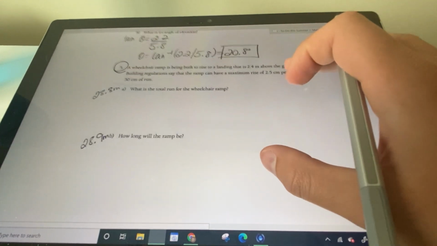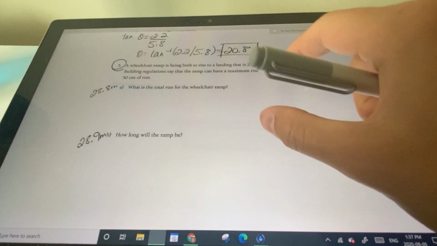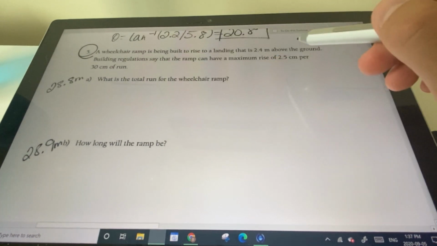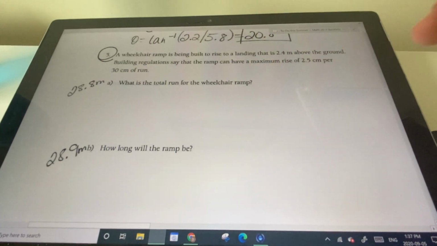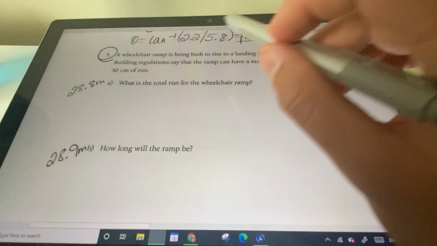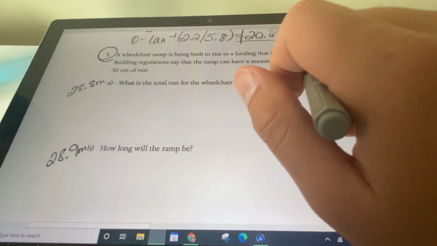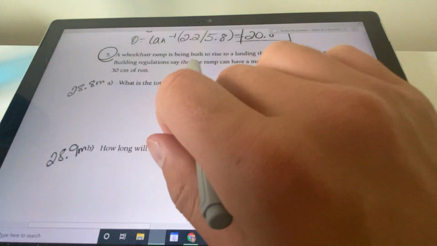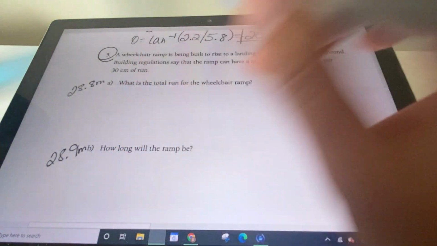Okay, let's see what this is. A wheelchair ramp is being built to rise to a landing. Okay, so this is going back to a little bit of our last unit, which is all good. We need to be able to interconnect all of these sections. So a wheelchair ramp is being built to rise to a landing that is 2.4 meters above the ground. Building regulations say the ramp can have a maximum rise of 2.5 centimeters per 30 centimeters of run.